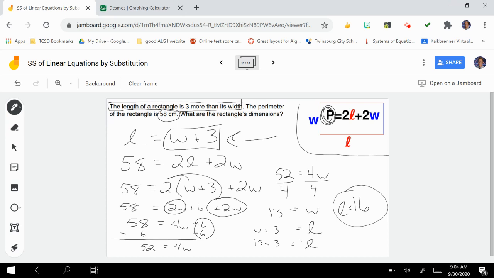All right. Any questions? So again, we're going to have our width and our length: 13 and 16. Any questions?